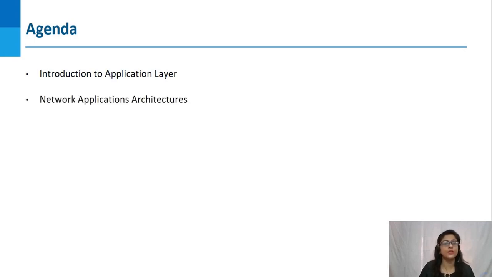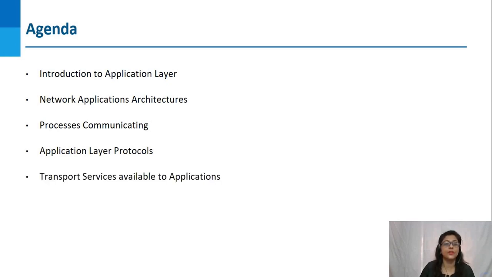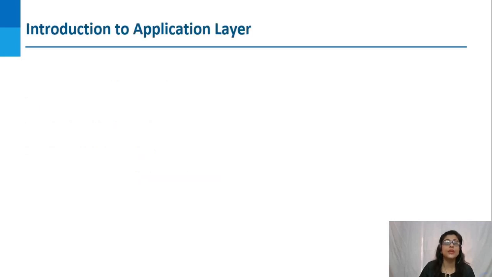Then I will touch upon the network application architectures. After that, processes communicating. Then application layer protocols. Different application layer protocols will be discussed here. After that, transport services that are available to applications will be the point of discussion. Last but not the least, transport services provided by the internet will be discussed. So let me introduce you to the application layer.